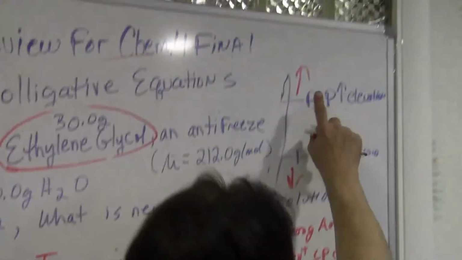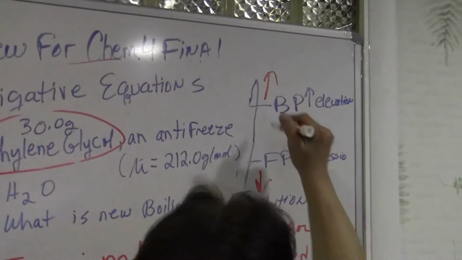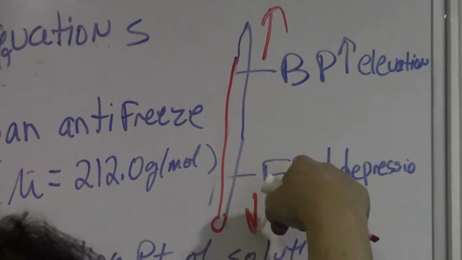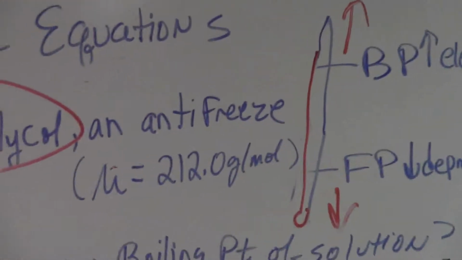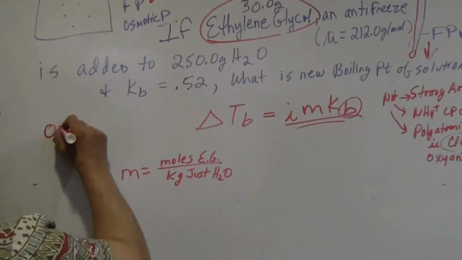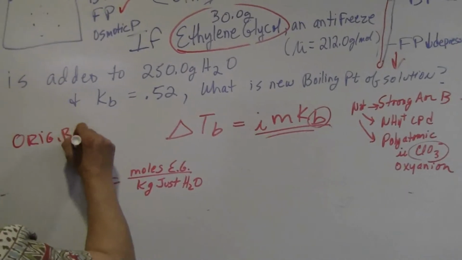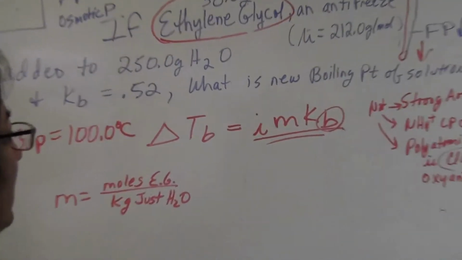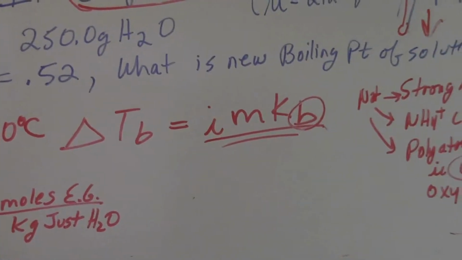Remember, in these problems, boiling point always goes up. This is a thermometer. And freezing point is the number you subtract. So this is the number we're going to add to the original boiling point of water, which we all know is 100.0 degrees centigrade. So do we have anything we can plug in?